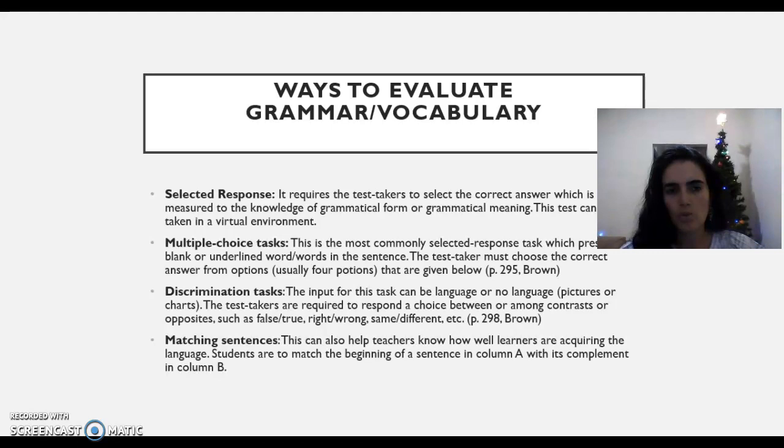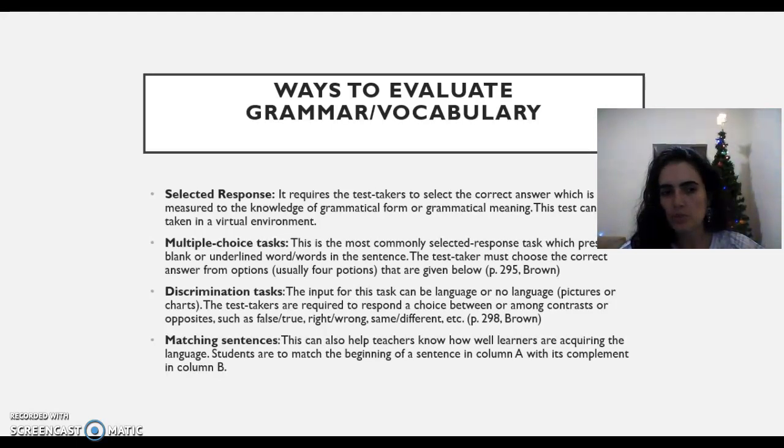Ways to evaluate grammar and vocabulary: select response, multiple choice tags, discrimination tags, and matching sentences. For example, in select response, these tests can be taken in a virtual environment. For example, test takers select the correct answer, which measures knowledge of grammatical form or grammatical meaning.